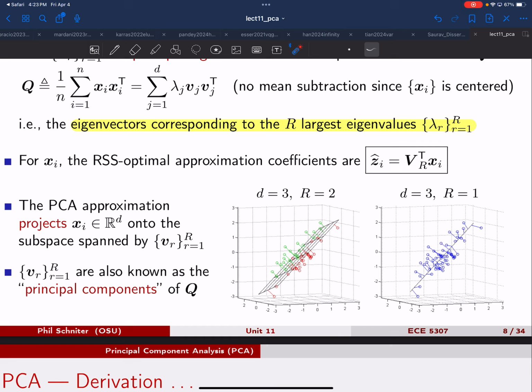Is that idea sort of making sense? It's a good time to pause. Questions on this? So in PCA, are we trying to reduce the dimension?